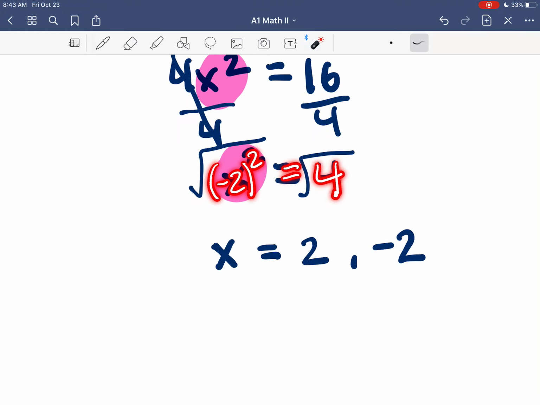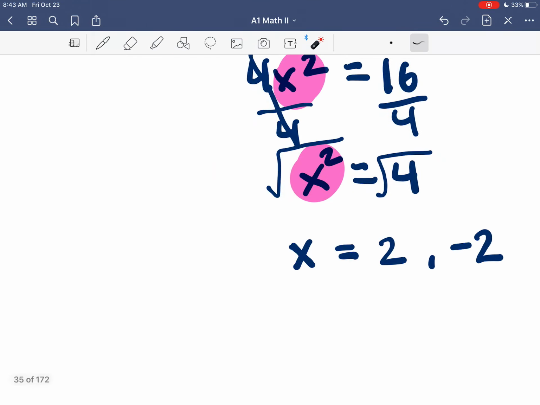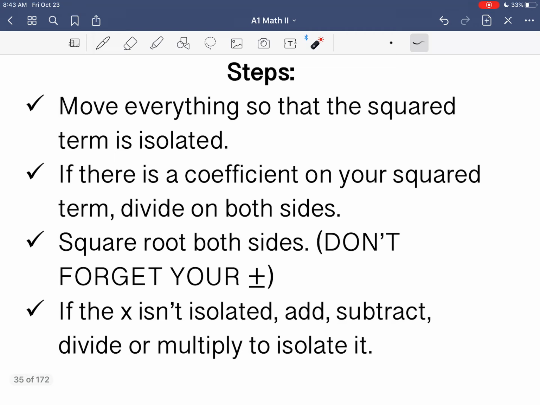So there are two solutions to this equation, both positive and negative 2, which is why your steps over here have in giant letters, "Don't forget your plus or minus," because that's something that people forget. When we square root both sides of an equation, we always have to add a plus or minus, or we're missing an entire solution.